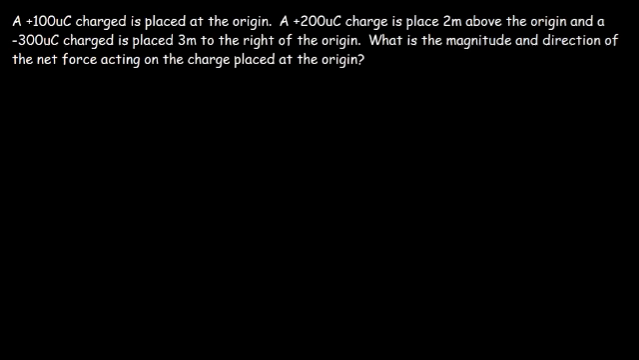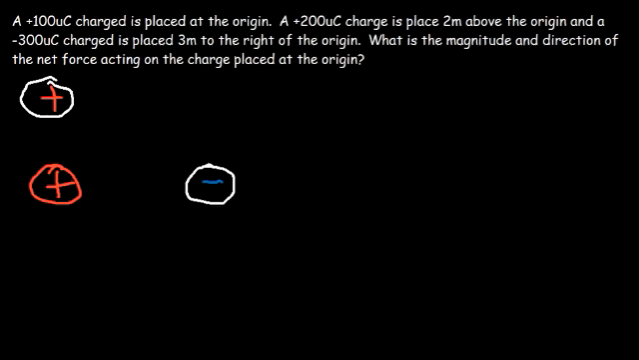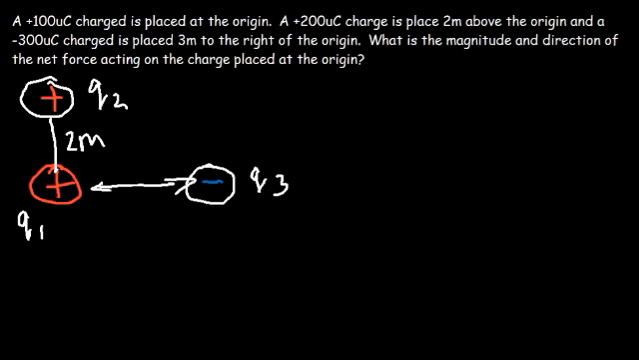So the first thing we should do is draw a picture. So we have a positive charge. Let's say this is the origin. And there's another positive charge placed 2 meters above it. And to the right, we have a negative charge. Now let's call the charge at the origin Q1. We'll call this one Q2, and this is going to be Q3. The distance between Q1 and Q2 is 2 meters, since the second charge was placed 2 meters above the origin. The last one, the third one, was placed 3 meters to the right of the origin. So with this information, we could find the net force acting on Q1.